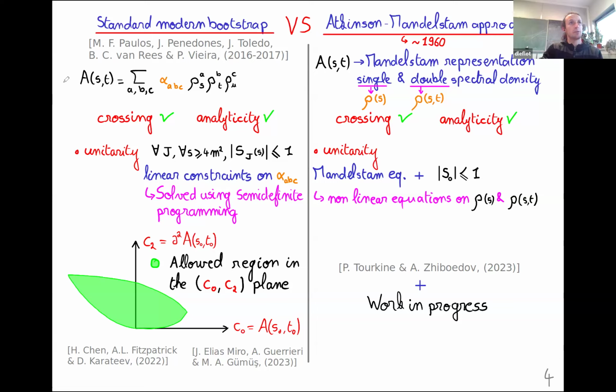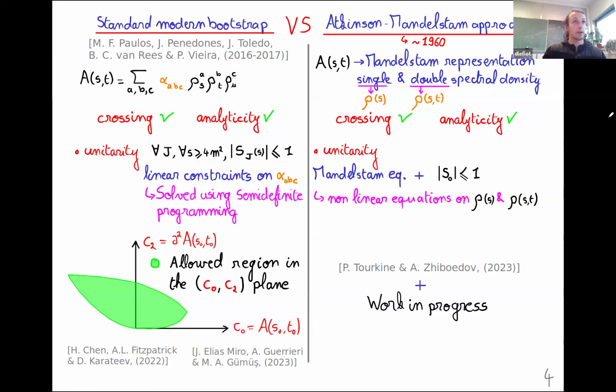So in the standard modern bootstrap, the idea is to expand the scattering amplitude in a basis of functions, and this expansion is done such that it satisfies the crossing and the analyticity constraints. And so in this case, the amplitude is parameterized by a set of discrete parameters, which I called alpha ABC. And then you still need to enforce unitarity.